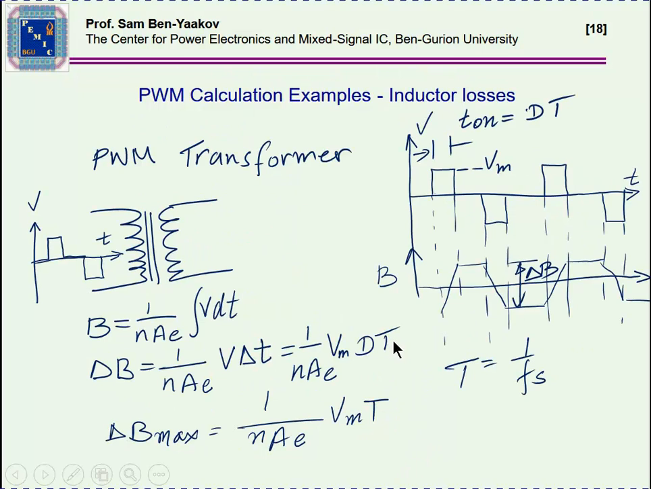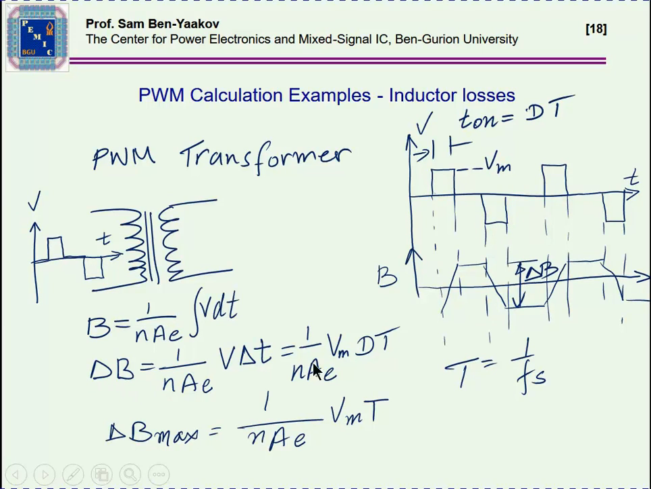And finally, I'll give you an example of a transformer. In a PWM, a transformer will be fed by a signal or by a voltage that looks like this. Here it is. There's some maximum value, and then there is a T on duration, which is, of course, the duty cycle times the period. Now, since B, the magnetic flux density, is the integral of V dt, then as long as the V is constant, B goes up linearly, and then it goes down linearly when the V is negative.